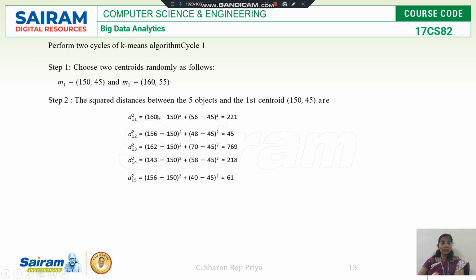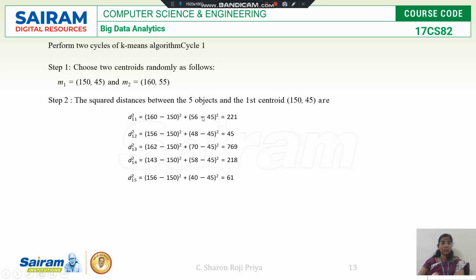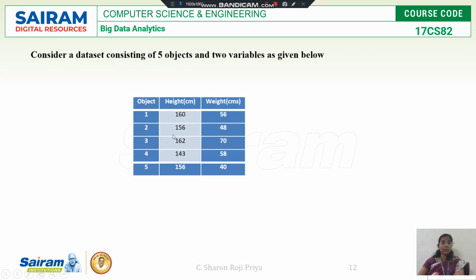So it is 160 minus 150, which is your initial centroid, squared, plus 56, the first object's weight in your data set, minus 45, the whole squared. Calculate and write it. Similarly for the next object, 156 comma 48.